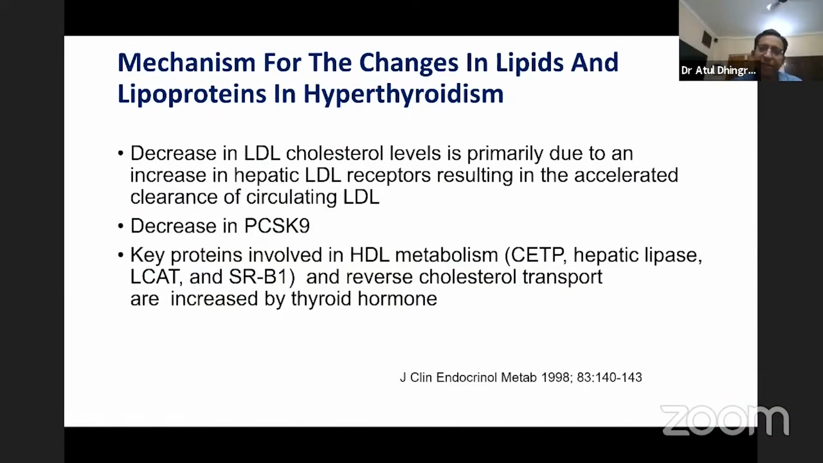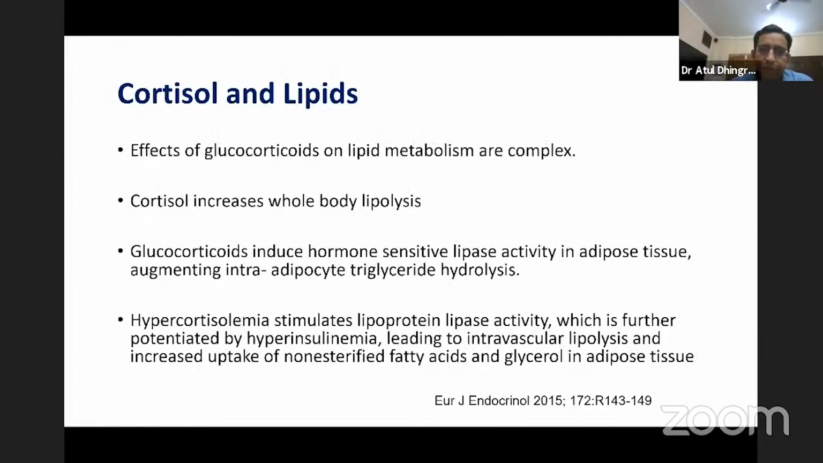There is a decrease in LDL cholesterol because there are increased hepatic LDL receptors. I showed you that the thyroid hormone directly acts at the genomic levels to increase the expression of LDL receptors. Further, there is evidence to suggest that there is reduction in PCSK9 levels. The effect on HDL metabolism is complex, and it has been shown that thyroid hormones increase CETP, hepatic lipase, and the SRB1 protein levels, which are associated with reduction in HDL levels by increasing HDL metabolism.